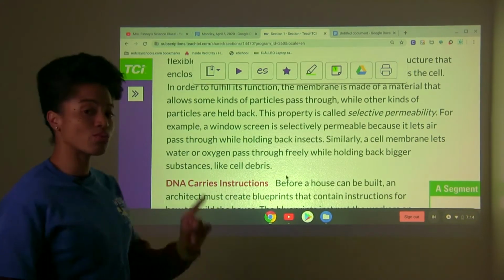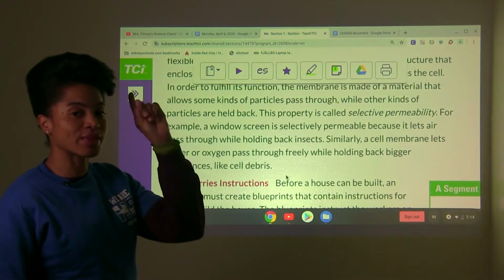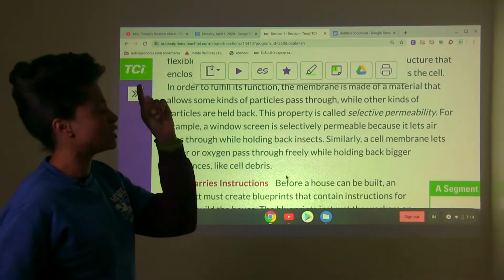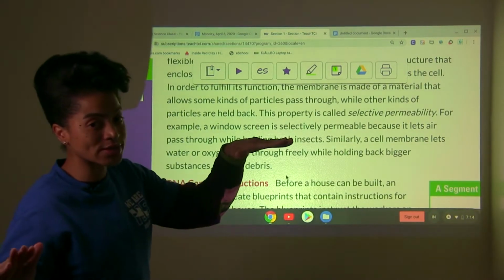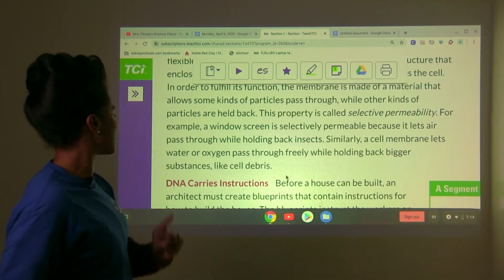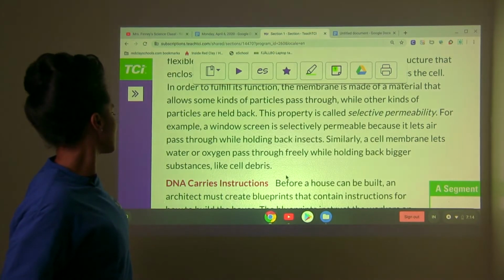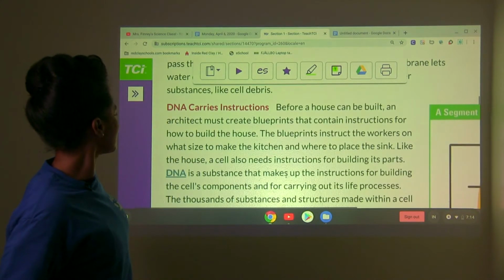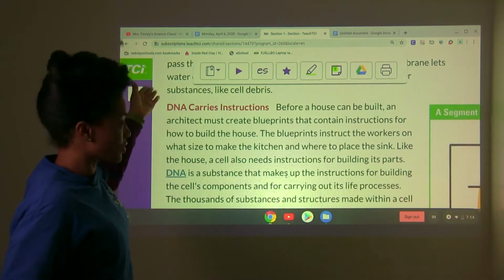Okay? So, first one we're learning about today, cell membrane. Cell membrane is in all cells, and that is the first one we're talking about, that is inside of bacterial cells. Second structure, DNA. Say DNA with me.